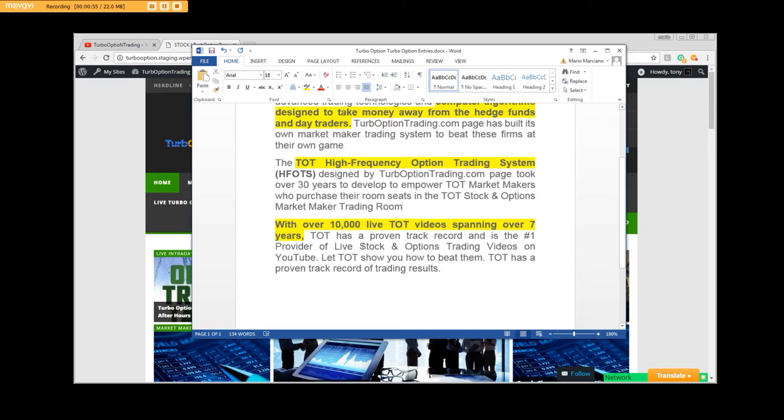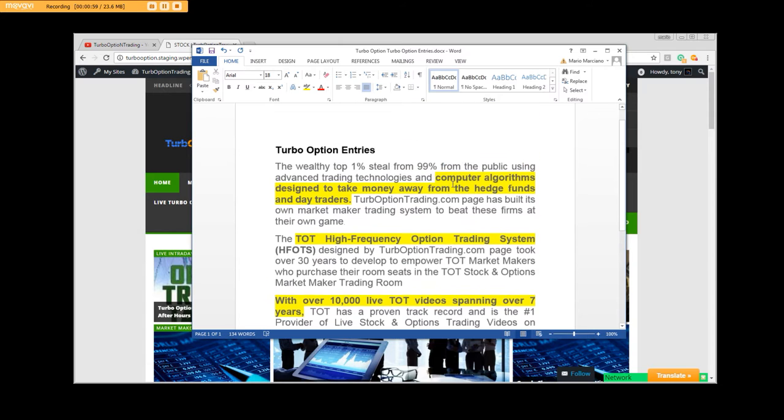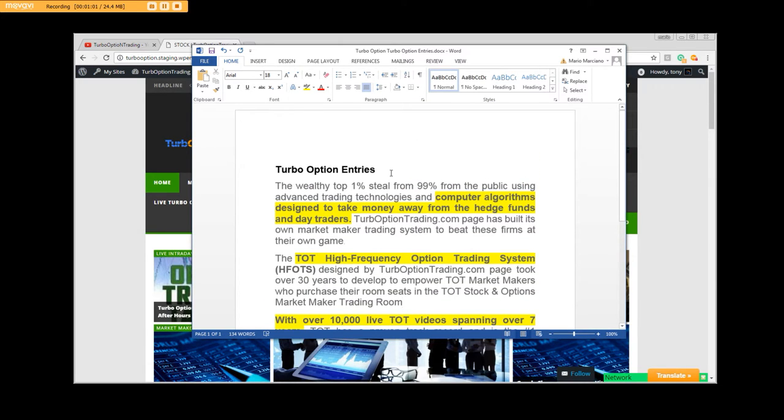And one of the things that we really cover is how to use these order entries to beat them, and with the high-frequency option trading systems that we have, this is how we get our entries better than anyone else. And so we're happy to present the turbo option entries.